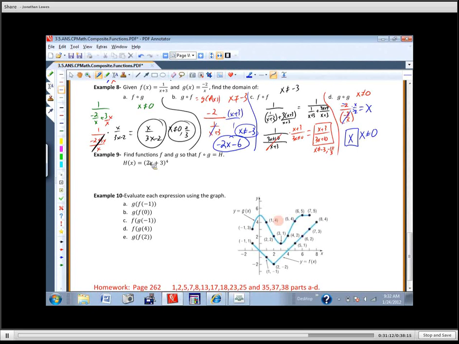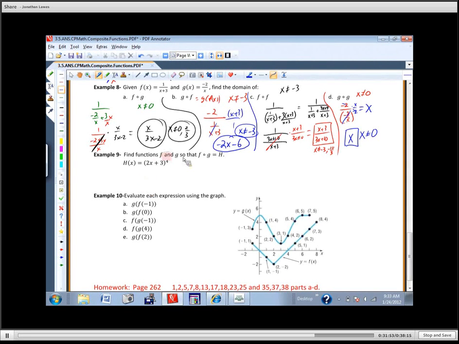So this one says, find functions f and g so that f of g equals h. So look at this and figure out what functions are there in this problem. And there's more than one answer to this, but in the big picture, can somebody tell me what functions are involved here? F and G, H. Okay, think about the functions that we've dealt with. Square roots, linear functions, quadratics, squaring, cubing, raising to a power, stuff like that.